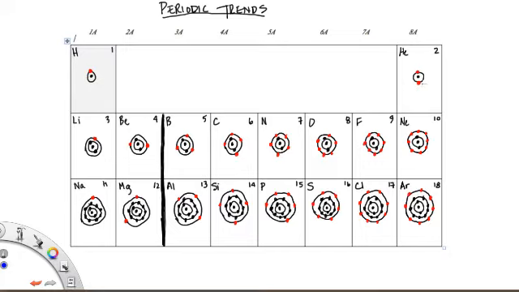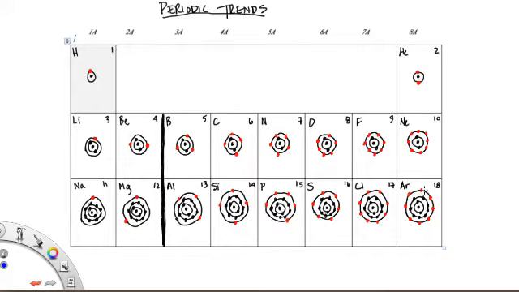And we know that for helium, this first energy level, it just has 2 electrons, but it is full. And then as we go on through neon, argon, krypton, etc., down the periodic table, those have 8 electrons in the outermost energy level.